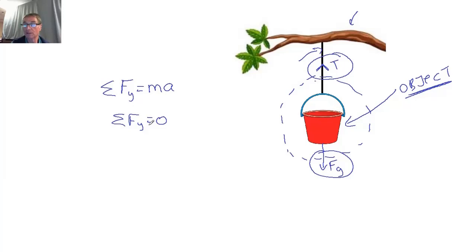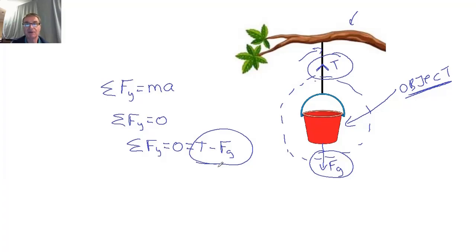Now, what are those forces? Well, we have tension, and the tension is positive because it's pointing upwards. So the sum of the forces in the y dimension, which equals 0, is equal to the tension minus the force due to gravity. So tension minus the force due to gravity in this case is equal to 0.